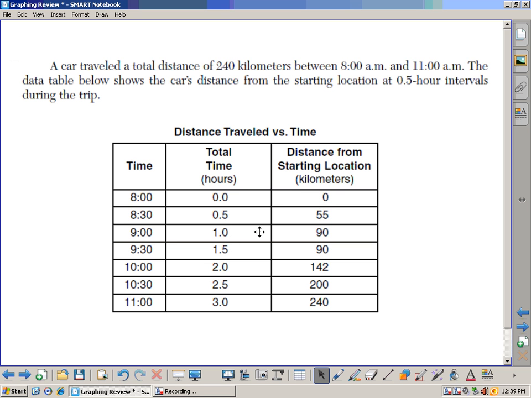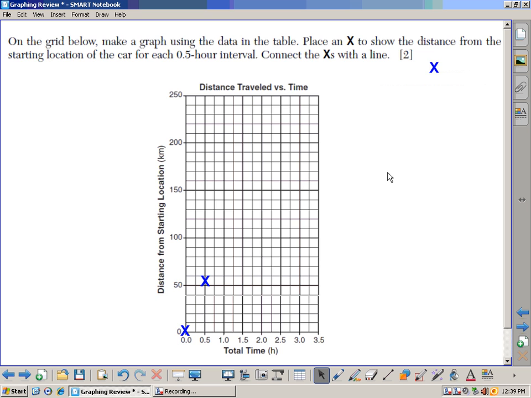Next, at 1 hour, we had traveled 90 kilometers. So at 1 hour, I'm going to follow this up until I get to 90, which should be one box below the 100 line. All right, this would be 90 here. So I'm going to put that there.